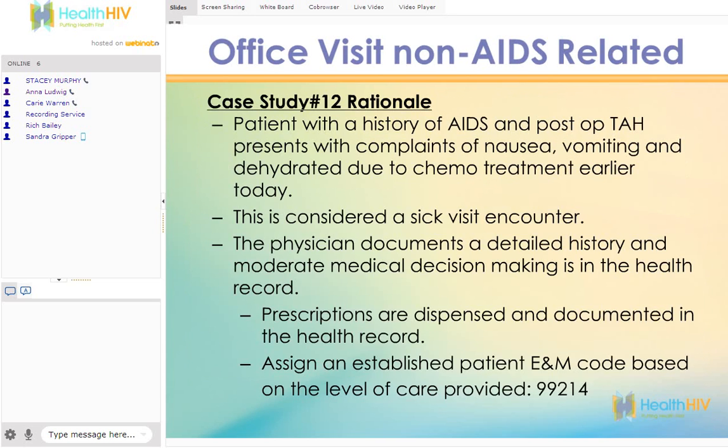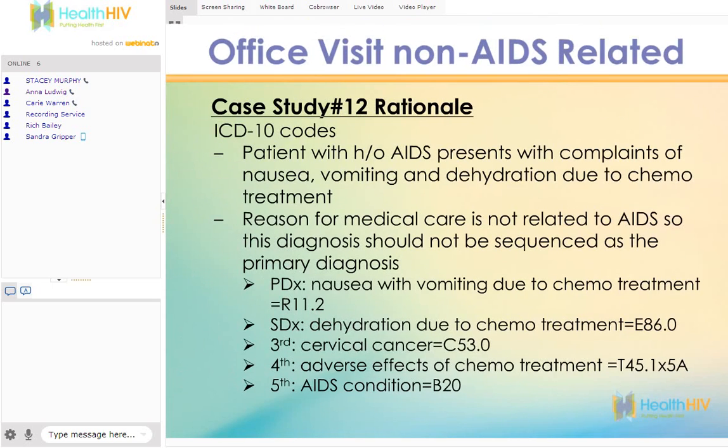The rationale for the codes that we reported. Your diagnosis codes.